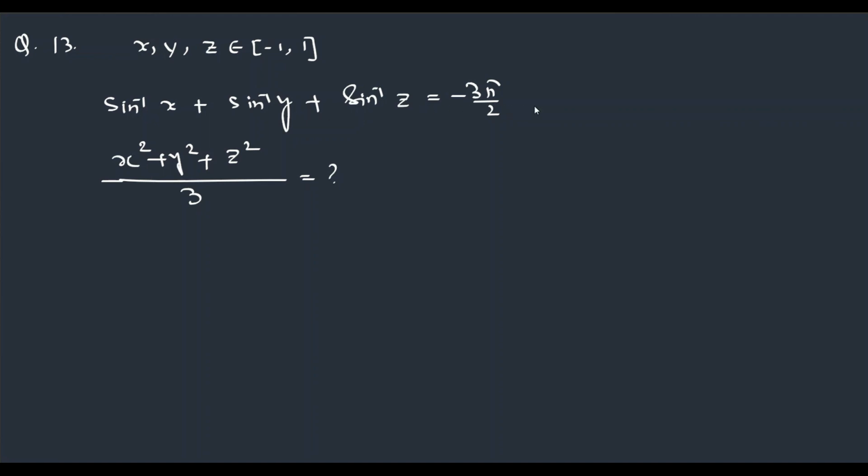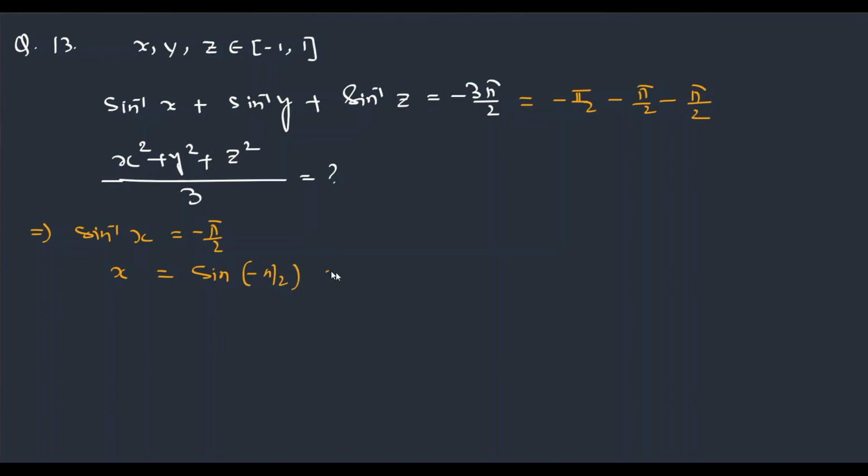Sine inverse y, sine inverse z, each will be minus pi by 2. So minus pi by 2 and minus pi by 2. These types of questions were also there in class 9, 10, like we used to give cos A plus cos B plus cos C equals 3. Then we need to take 1, 1, 1.